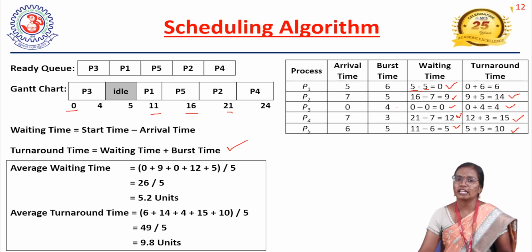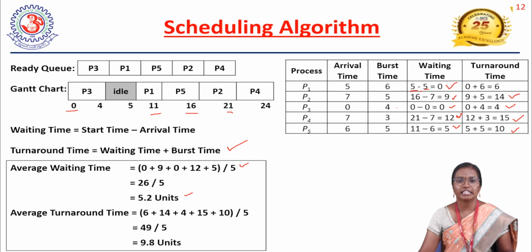Next, we have to calculate the average waiting time and turnaround time. The average waiting time is the sum of all the process waiting times, that is 0 plus 9 plus 0 plus 12 plus 5, summed up and divided by the number of processes. Here the number of processes is 5, so we divide by 5. Now we get the average waiting time as 5.2 units.